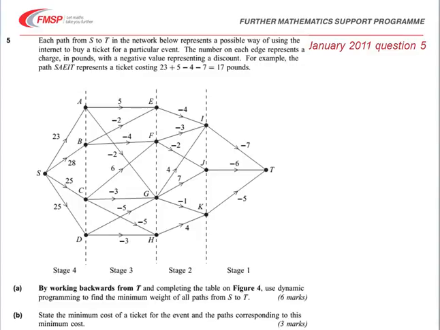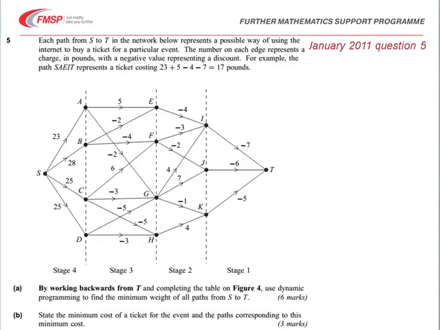So the question gives us a network from S to T representing ways of buying tickets for an event on the internet. The number on each edge represents a charge in pounds, with a negative value representing a discount. So for example, it gives us that the path from S to A to E to I to T, i.e. the one along the top edge, the total is £17.